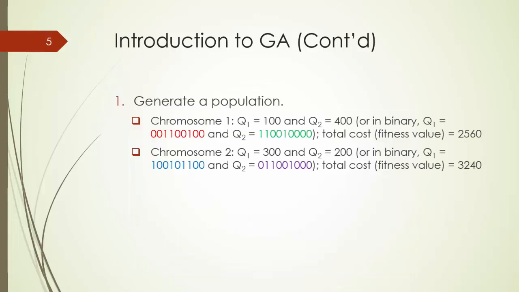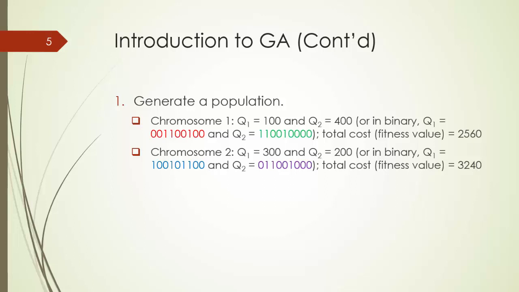The genetic algorithms use the following steps. First, we're going to generate a population. The GA randomly samples values of the decision variables between the lower and upper bounds to generate a set of usually at least 50 chromosomes. The initial set of chromosomes is called the population. For example, two members of the population might look like this. Chromosome 1: Q1 is 100 and Q2 is 400.